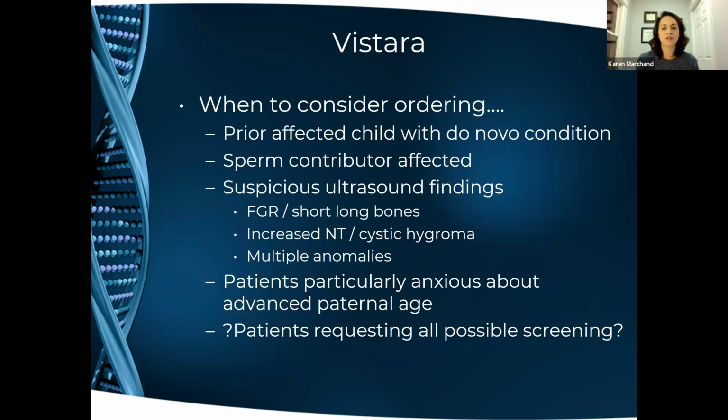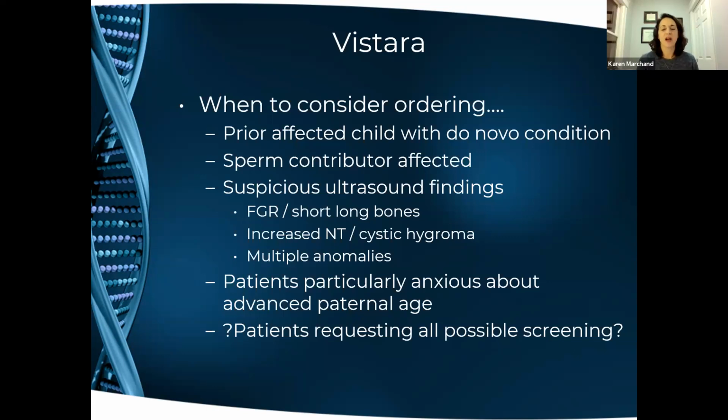We do offer this to patients who voice particular anxiety about advanced paternal age, since that does pose some increased risk for de novo dominant conditions. Although it should be said that Natera's published data did not show a high yield for that indication. And kudos to them for publishing that, even though that was their primary marketing tool to begin with.